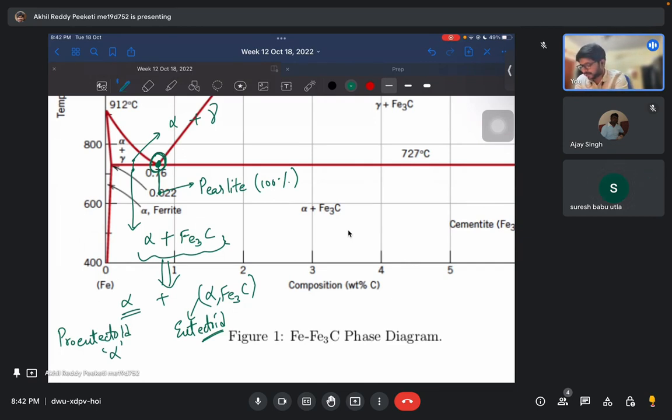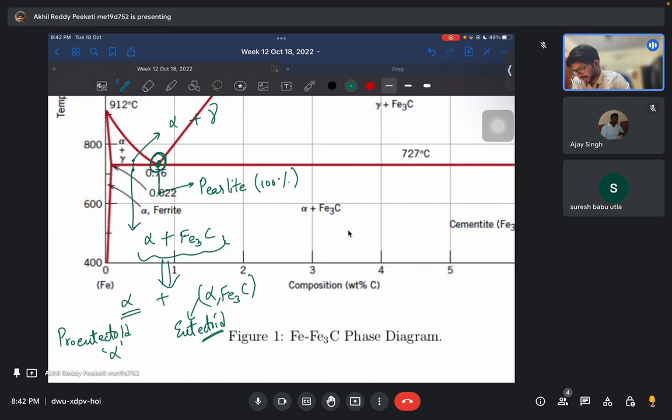When you go from above the eutectoid point to below the eutectoid point, only gamma gets converted to eutectoid mixture. Alpha stays like alpha only. So here you have some fraction of alpha and some fraction of gamma. Alpha stays like alpha only, and whatever gamma there is becomes the eutectoid mixture.